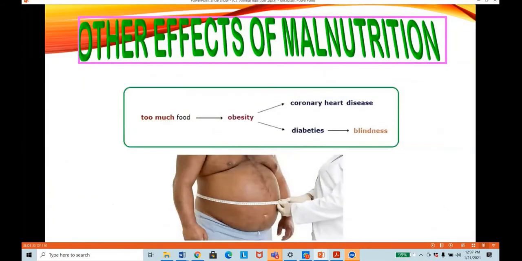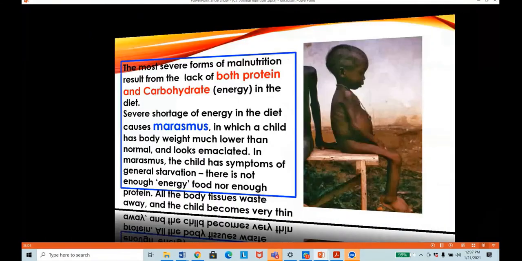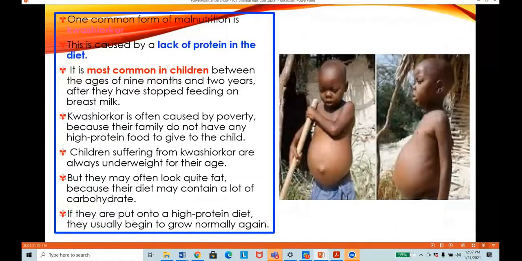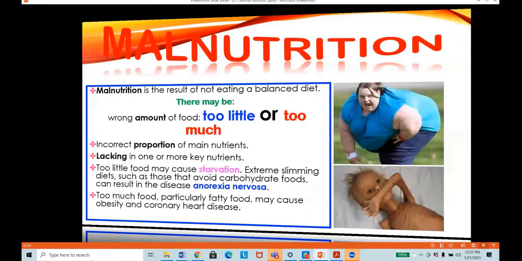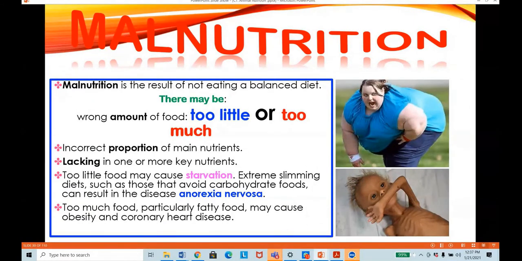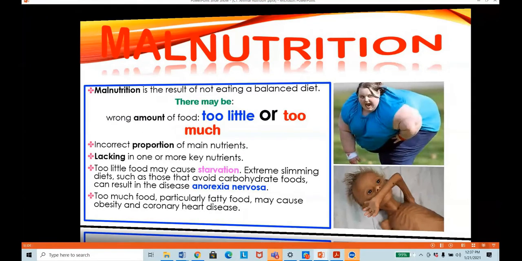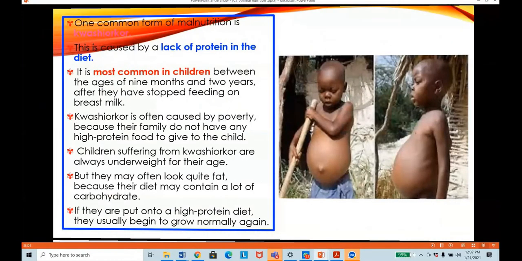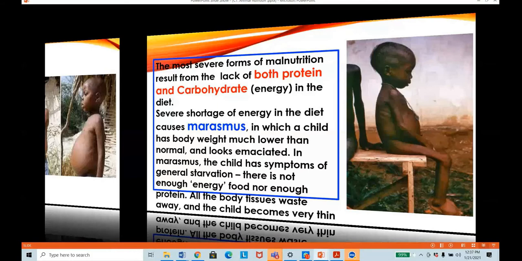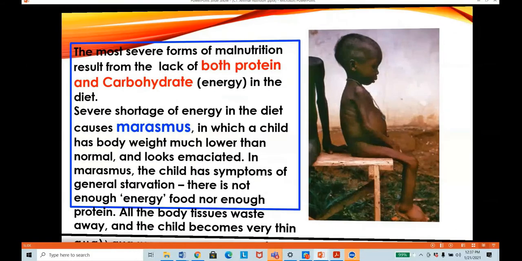All right, ladies, any questions so far regarding marasmus or kwashiorkor or anorexia nervosa? All clear, ladies? You can ask me if you have any questions. Clear? Yes, miss, I don't understand kwashiorkor's disease as much as marasmus.